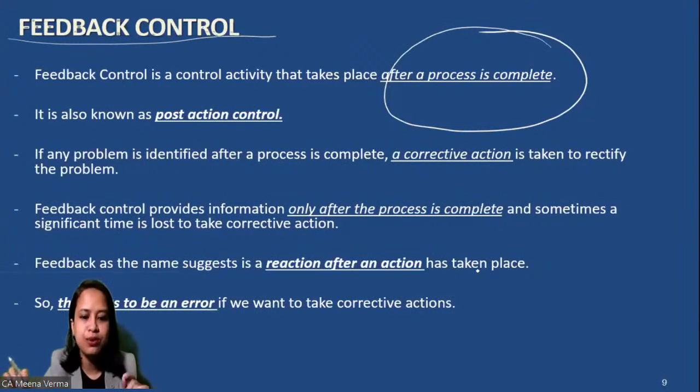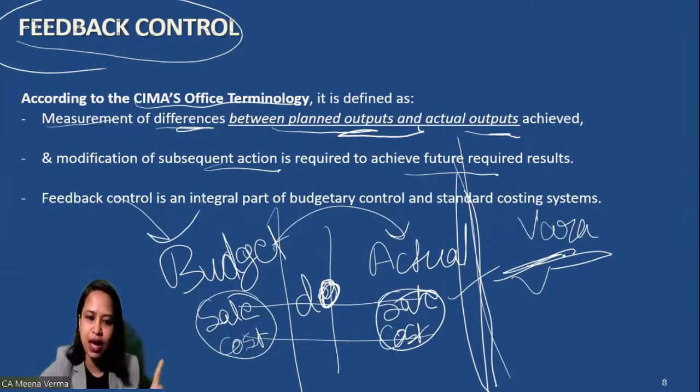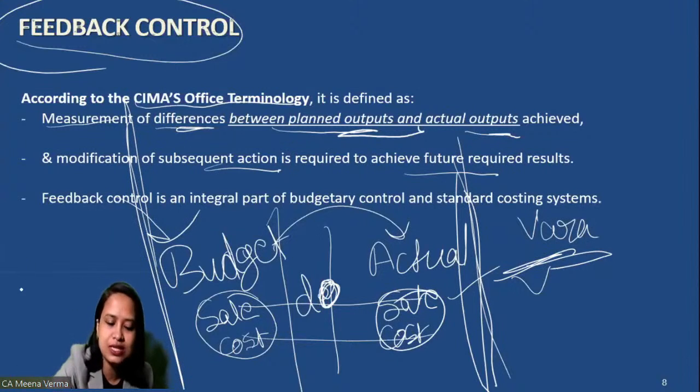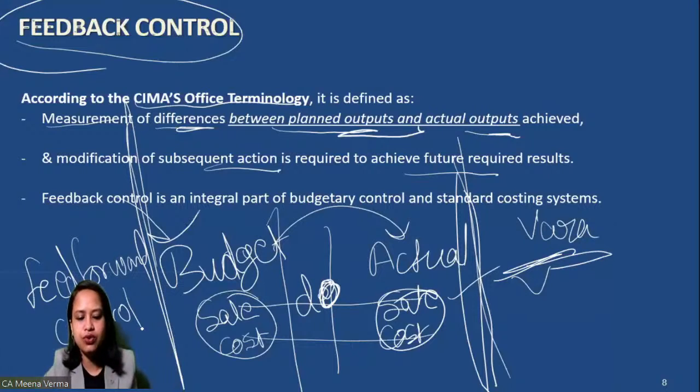So you do this feedback control after the process is complete. When we do feed forward control, we do it before the process actually takes place. We do the feed forward control before the process actually takes place. ठीक है?